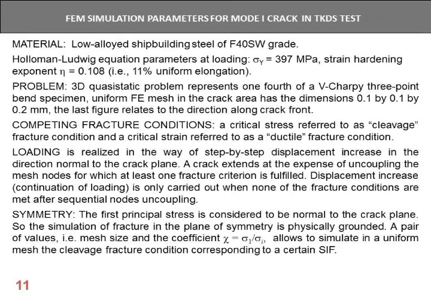Material is a low alloyed shipbuilding steel of the grade F40SW. A 3D quasi-static problem presents 1/4 of Vischer P's 3-point bend specimen. Uniform finite element mesh in the crack area has the dimensions 0.1 by 0.1 by 0.2 mm. The last figure relates to the direction along crack front.